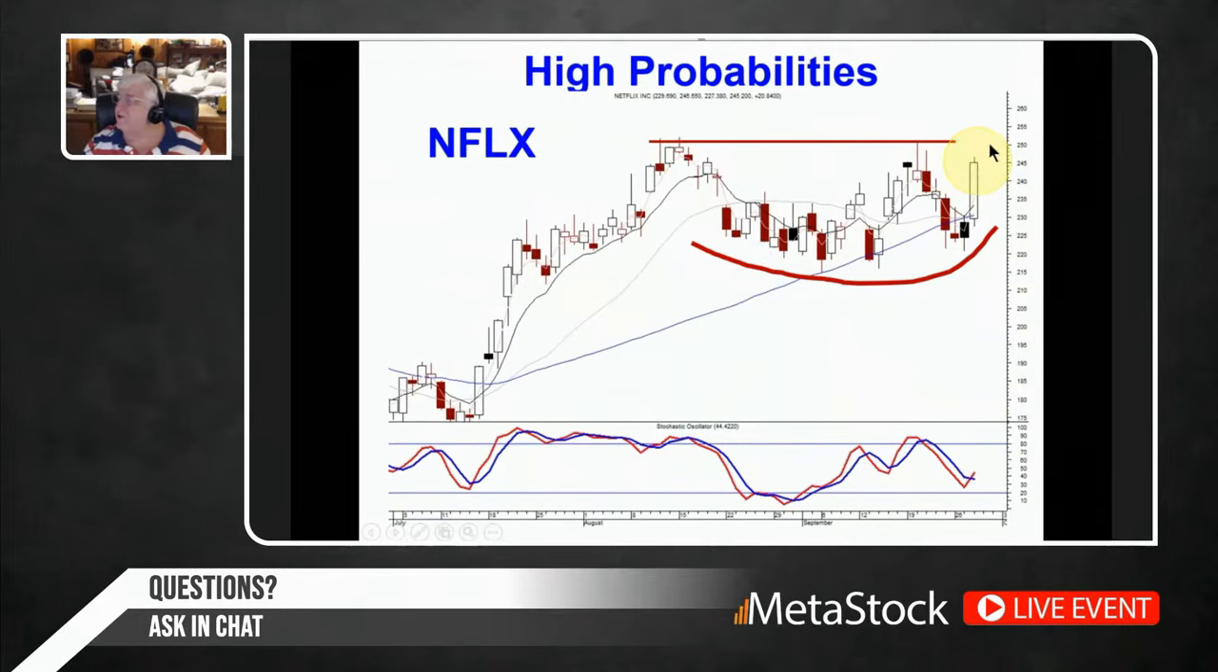So what's the implication of Netflix? It's probably still heading up, and where would it really be breaking out? Right through here. If it broke out through that level, what can we assume? We've got a wave one, wave two, now going into wave three.